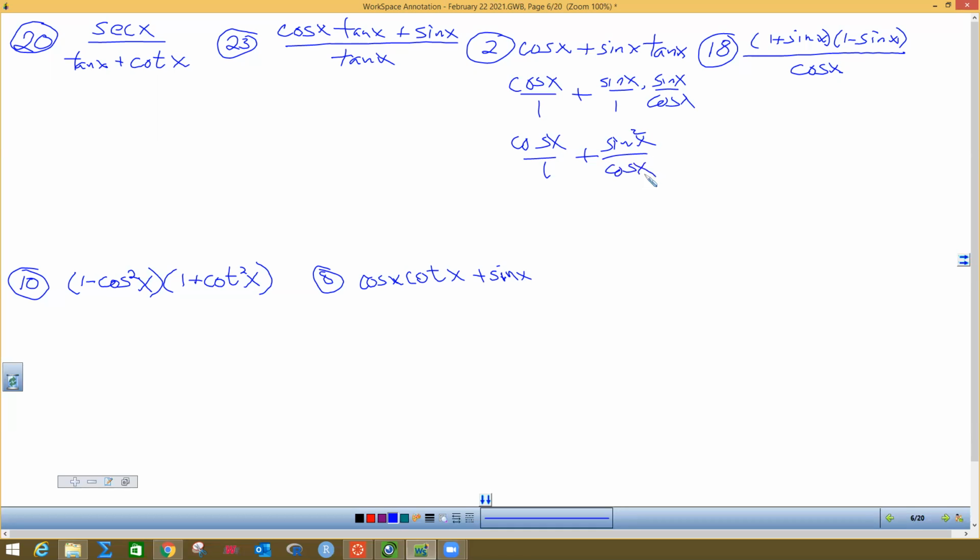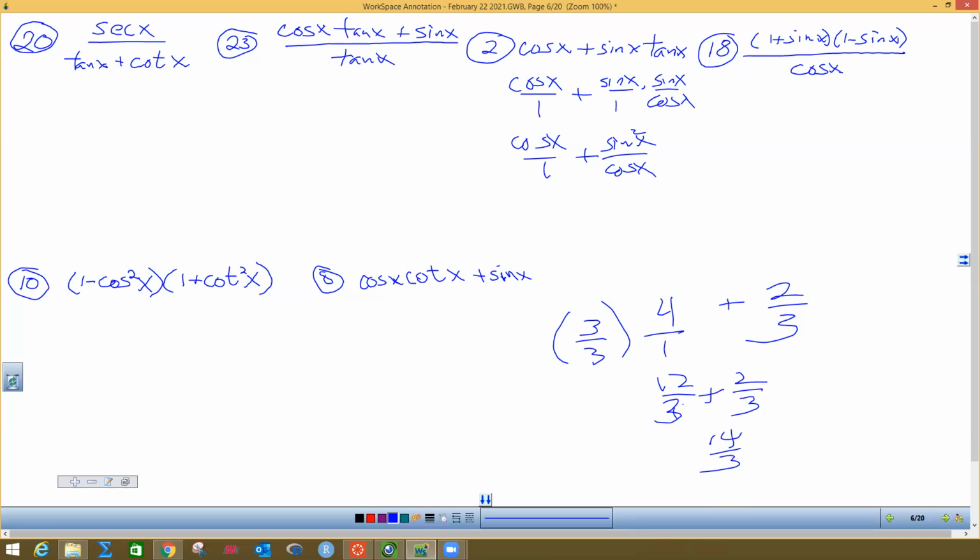Now, how do I add? What are you supposed to do to add fractions? Anybody know? How do you add fractions? How do I take 4 over 1 plus 2 over 3? What do I do? Common denominator. Now we just did common denominators, 1 and 3. Anything alike? So you multiply them together. 1 times 3. My common denominator is 3. So you would multiply this by 3 over 3 and get 12 over 3 plus 2 over 3, and we get 14 over 3. Y'all remember that?